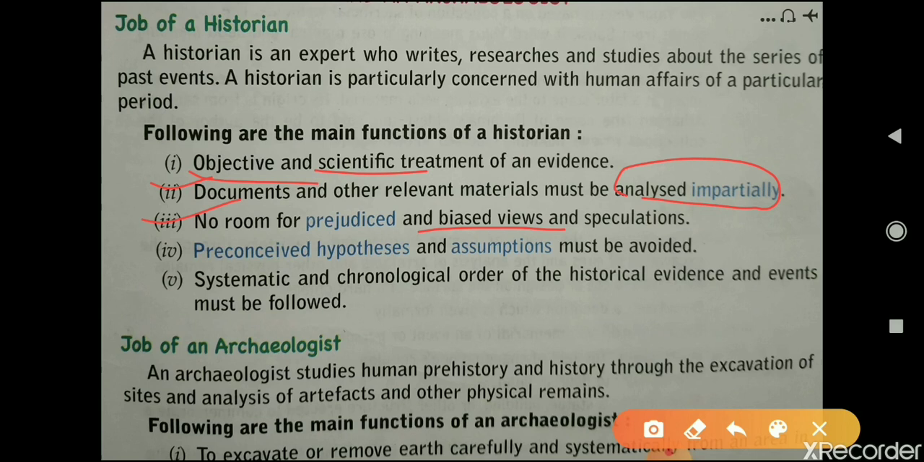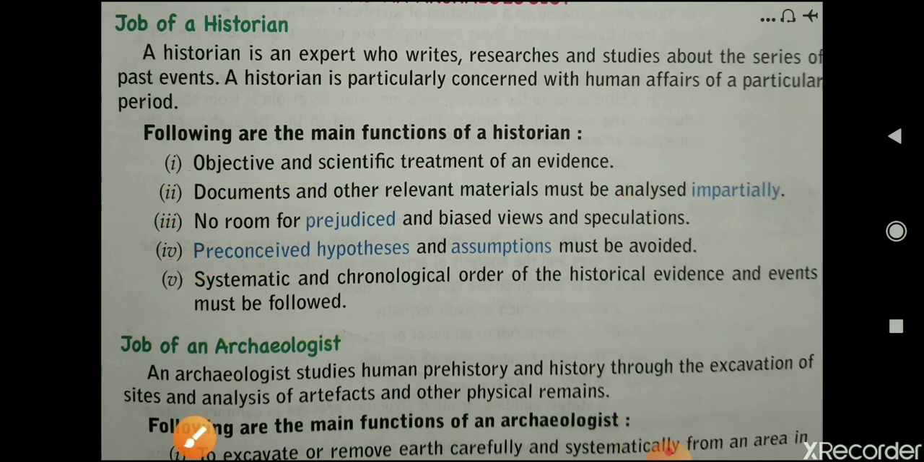Then preconceived hypothesis and assumption must be avoided. And the last one is systematic and chronological order of historical evidence and events must be followed. Means follow historical evidence and events in a systematic way and in a sequence. Okay, so these are the main functions of a historian.